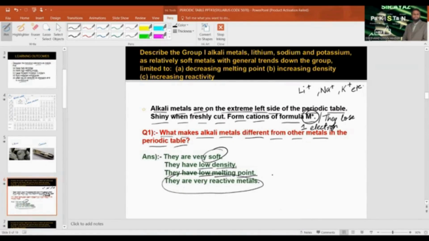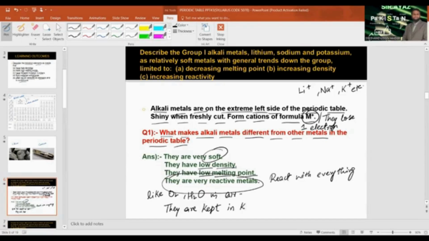They react with everything, like oxygen, O2, and H2O in air. They react with both oxygen and water in air. That's why they are kept in kerosene oil so that they will not react.